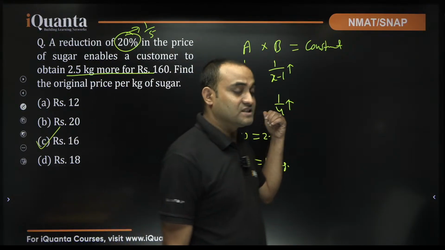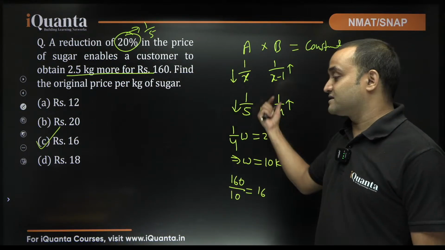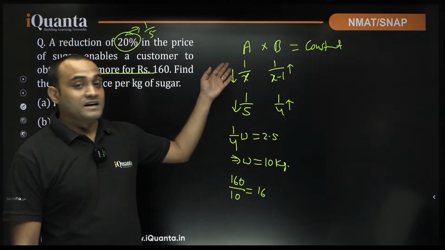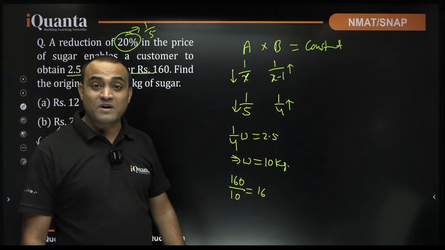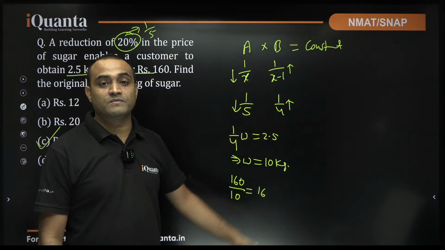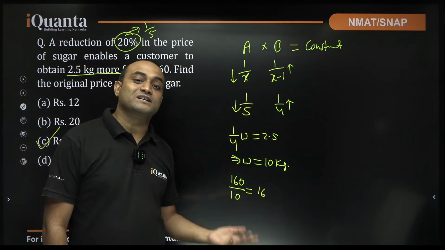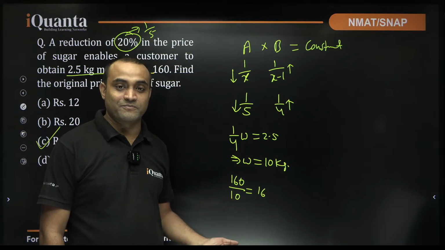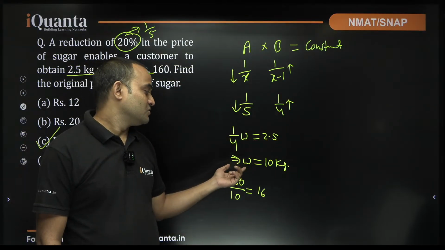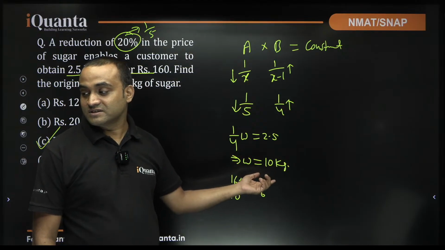We have discussed this in the previous class, right, of percentages. As expenditure is constant and the price is decreasing by 1 by x, 1 by 5, the consumption should be increased by 1 by 4 to keep the product same, to keep the expenditure same. So this value is increasing by 2.5 kg. So previously total weight was 10 kg.